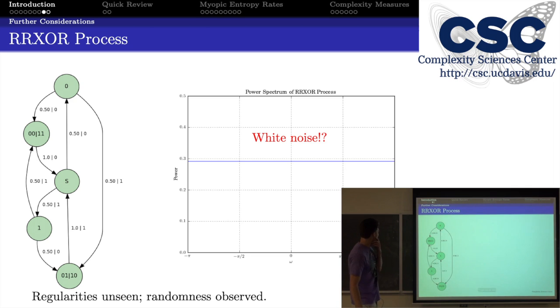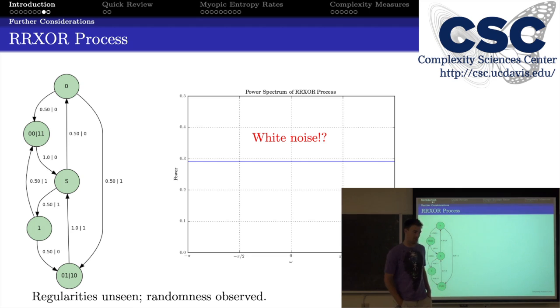Okay, so what do we expect, for example, from the random XOR process? If you were still sticking with me at the end of last time, you probably remember I made this claim. So this is the random XOR process. Here's basically what it is.